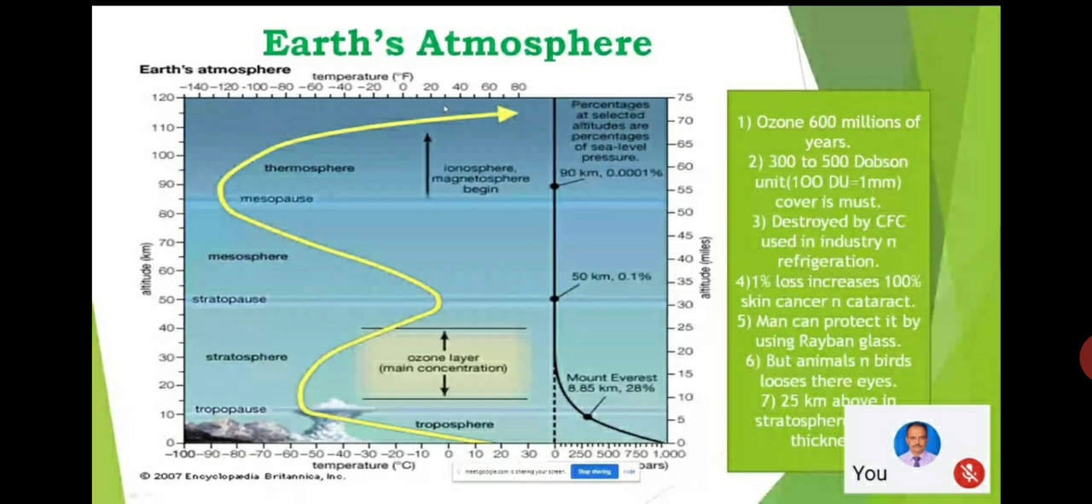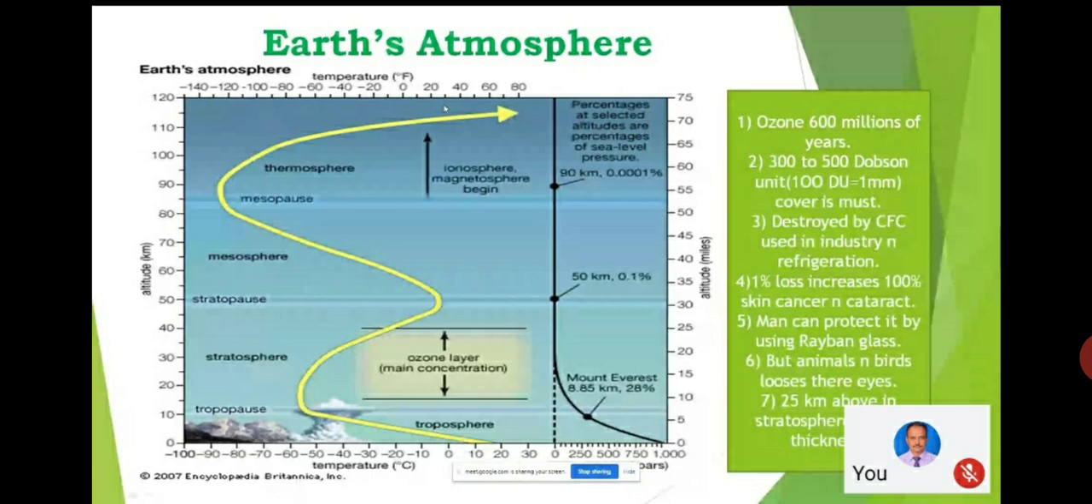And ozone has been there for millions of years, and the units are 300 to 500 Dobson units. 100 Dobson units is equal to 1 mm. Dobson was a scientist who found this unit to measure, and we will see how this ozone layer is disturbed by CFC used in industry and refrigeration.